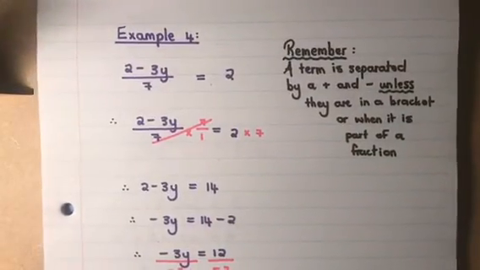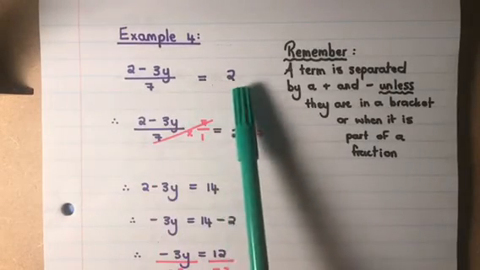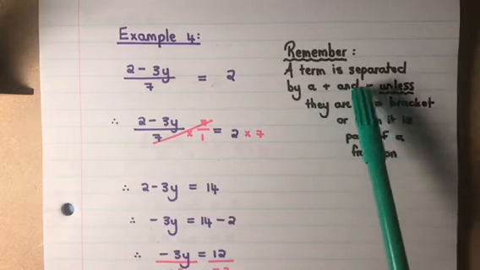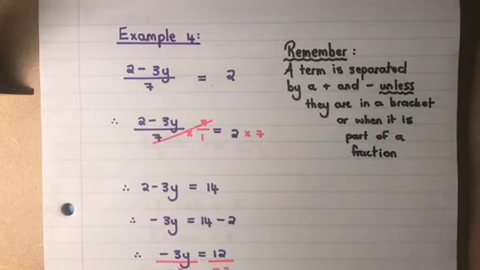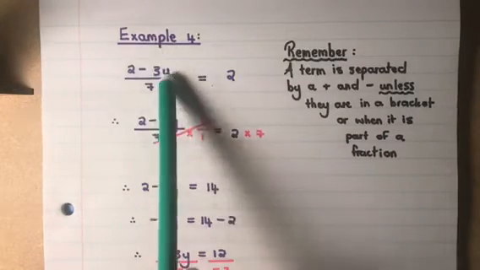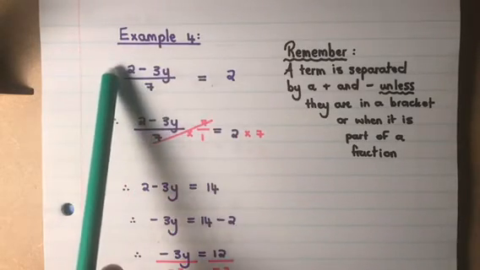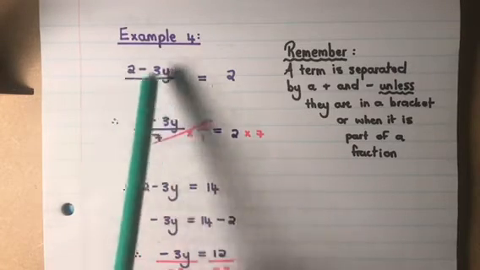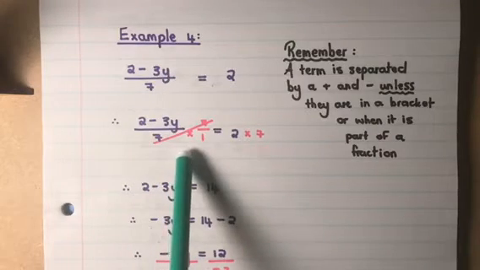Okay, example 4. 2 minus 3y over 7 is equal to 2. So please remember, a term is separated by a plus and a minus unless they are in a bracket or when it is a part of a fraction. So if you have a look at this, this is one term. What is the most loose from this term is that division, dividing by 7. So you always start with that. You do the inverse operation of divided by 7, you times by 7.